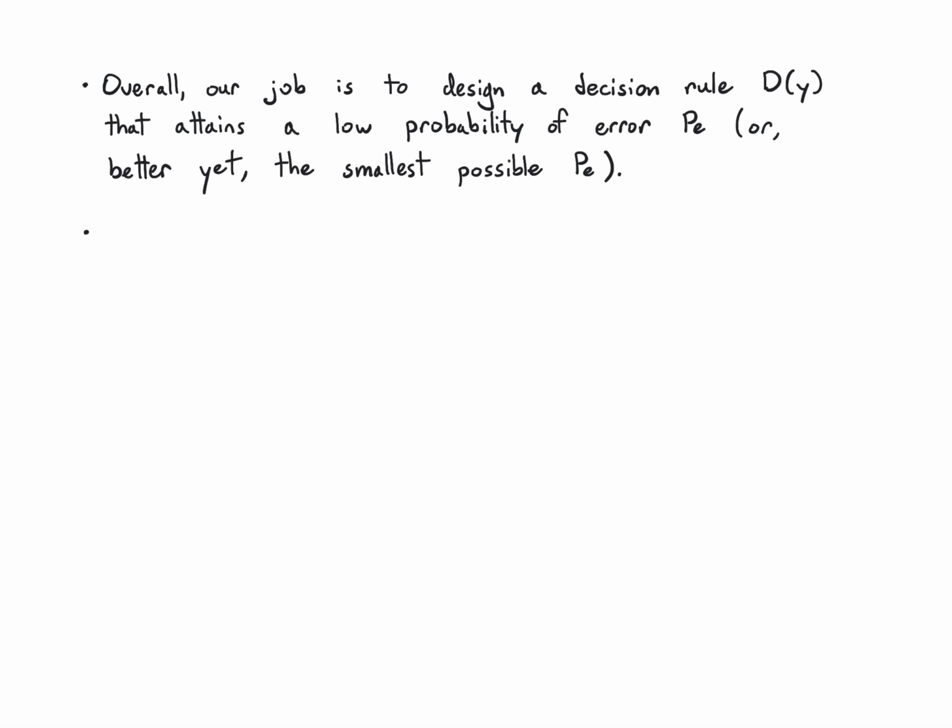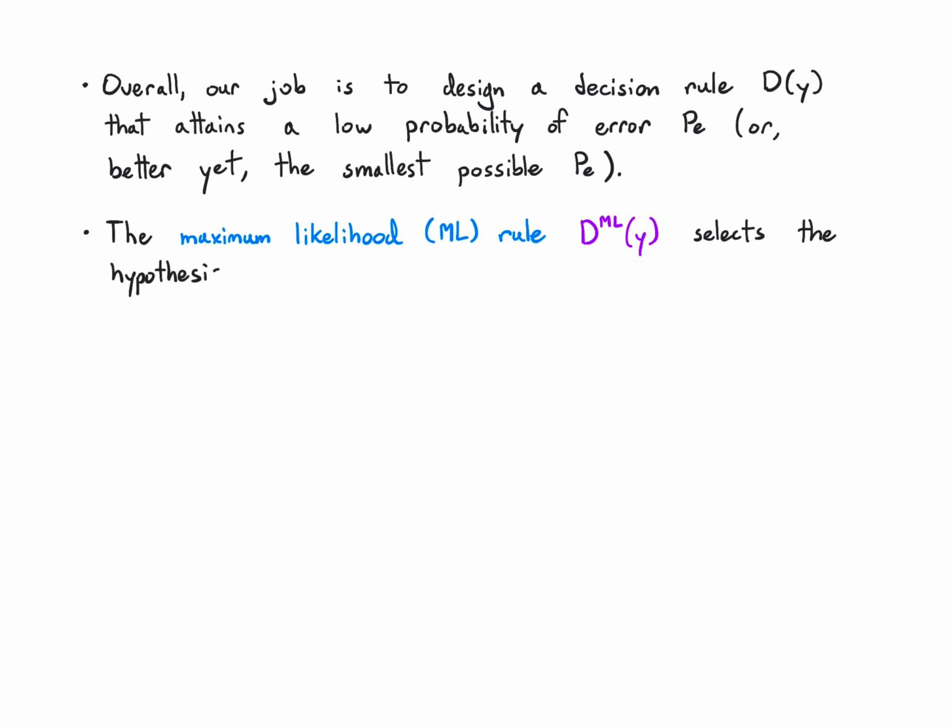So here's the first one. The maximum likelihood rule, abbreviated ML rule. We write this as DML of Y. That's going to select the hypothesis with the highest likelihood value. Okay, remember the likelihood is just this conditional PMF or PDF that we have. So what I'm going to do is plug in to those conditional PMFs or PDFs, see which one has a higher value for the Y that I plugged in, and I'm going to pick that hypothesis.